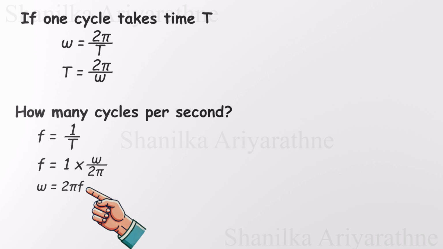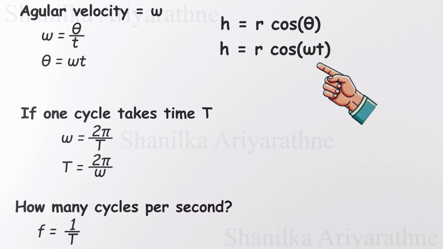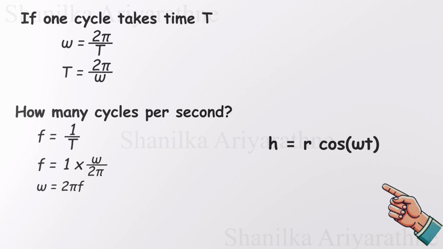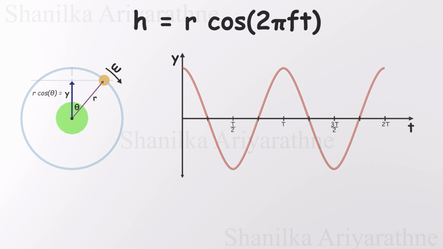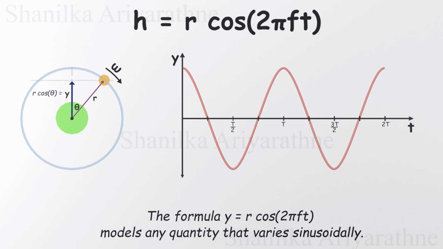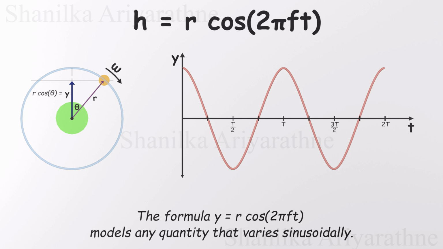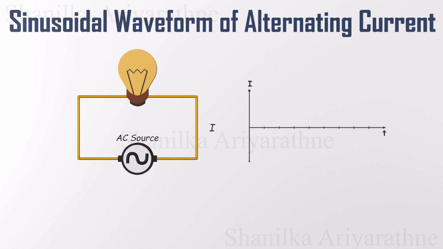Now let's plug that back into our time-based cosine function. We started with h equals r times cosine omega t, and now it becomes h equals r times cosine 2 pi ft. The equation shows how circular motion creates a smooth, wave-like pattern. And here's the crucial part. This same formula models any quantity that varies sinusoidally with time, like alternating current. It's a fundamental tool in understanding how AC behaves in real circuits.